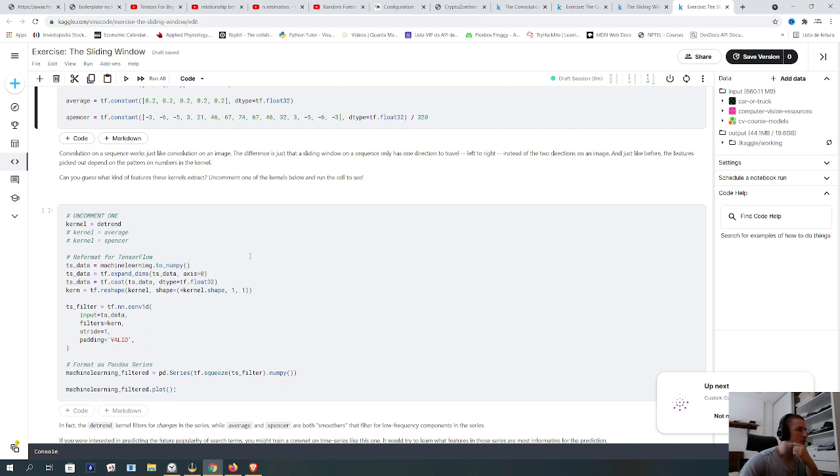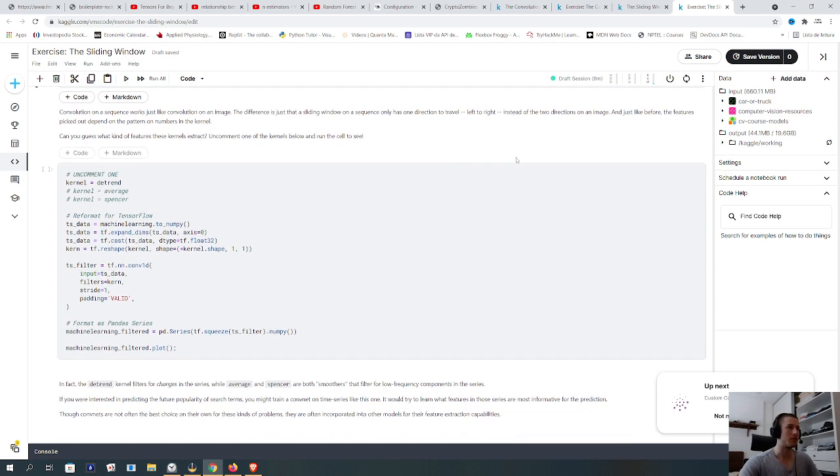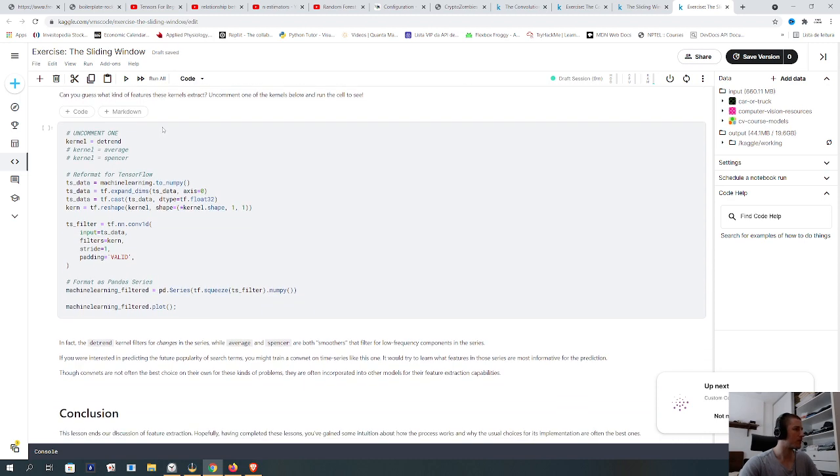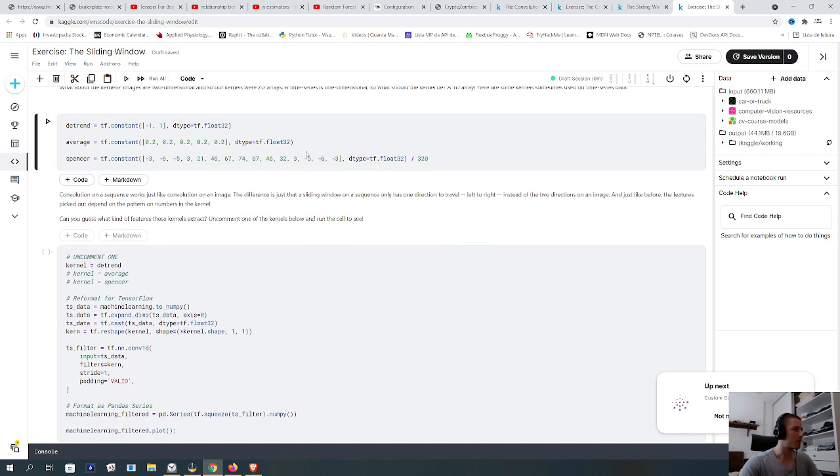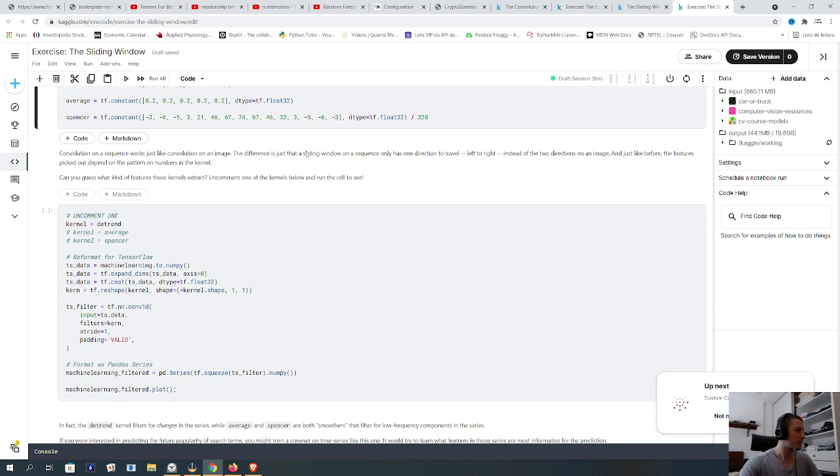Convolution on a sequence works just like convolution on an image. The difference is just that a sliding window on a sequence only has one direction to travel, left to right, instead of the two directions on an image. And just like before, the features picked out depend on the pattern of numbers in the kernel. Can you guess what kind of features these kernels extract? Now uncomment one of the kernels below and run the cell to see.